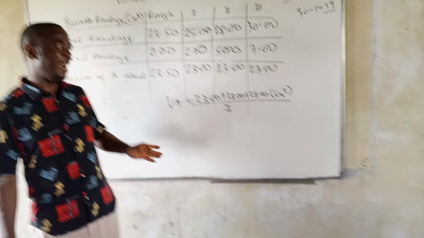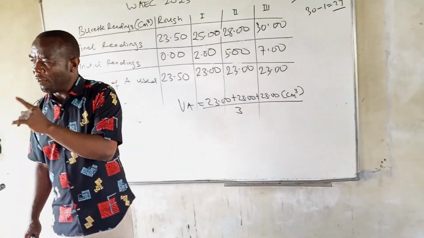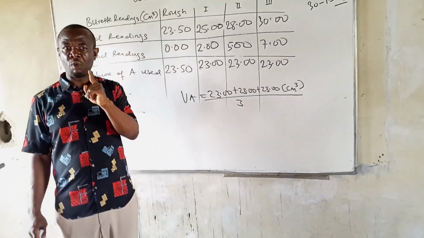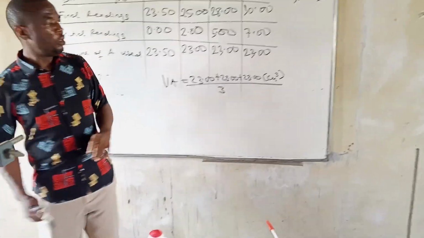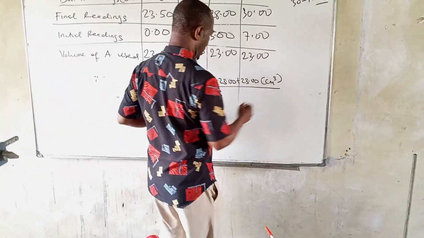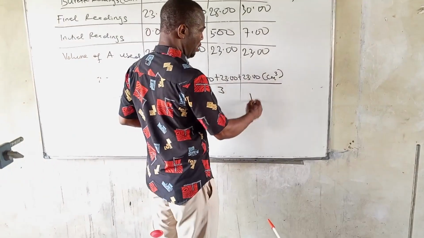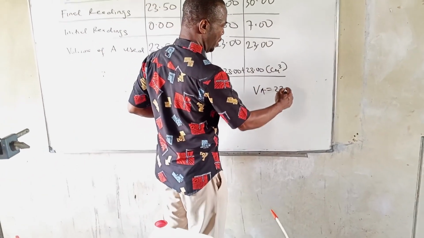The rough is normally higher than the normal value because the rough is the first one you're doing, and when you do the first one, you're bound to make some mistakes. So that gives us VA as what value now? Our VA is what? 23.30.